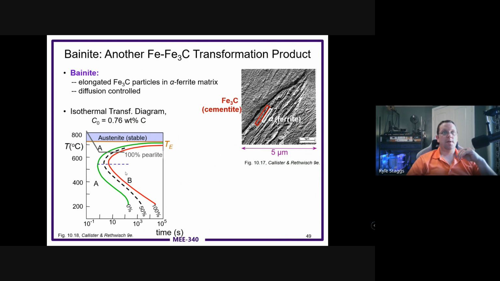So for this particular isotherm, drop it quickly down to this temperature, 640, 650, whatever this is, probably about 640. You come across the line with perlite formation. But if you drop below that temperature range, below this boundary, you get bainite formation. So the way in which the cementite is collected together changes because of the different temperature. Remember that temperature is just the physical kinetic energy of the actual molecules of the metal, right?